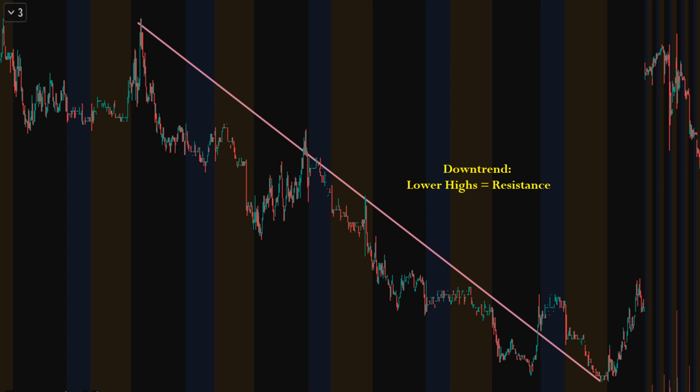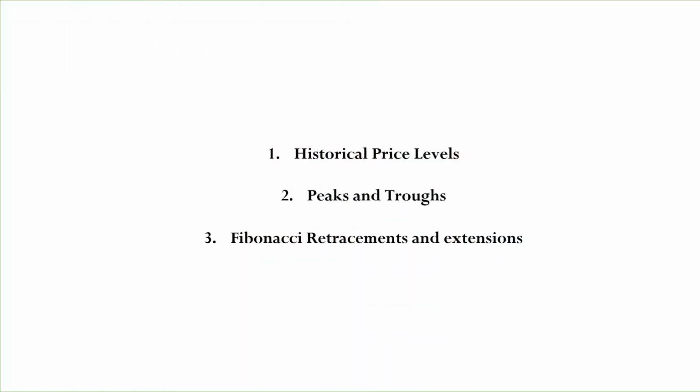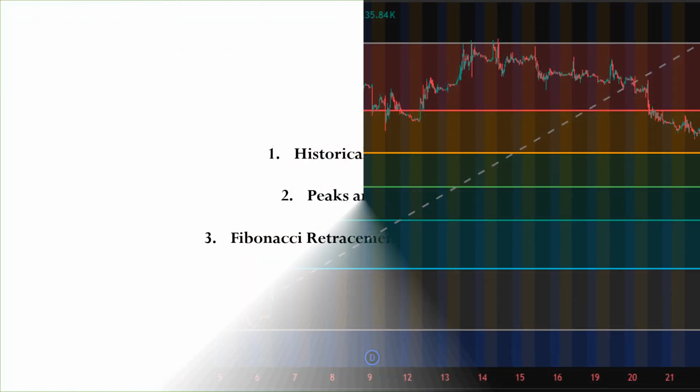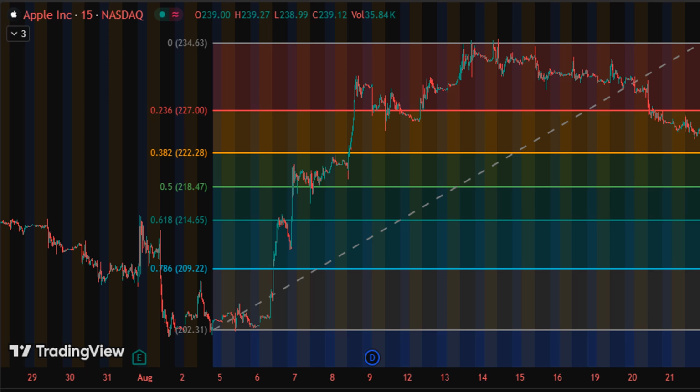Another one is using the Fibonacci levels. Retracements and extensions highlight potential turning points. Fibonacci can be used in two ways. Fibonacci retracements help you identify the best entry points when a trending market is retracing, whereas Fibonacci extensions help you identify the most optimal target points of a trending market.